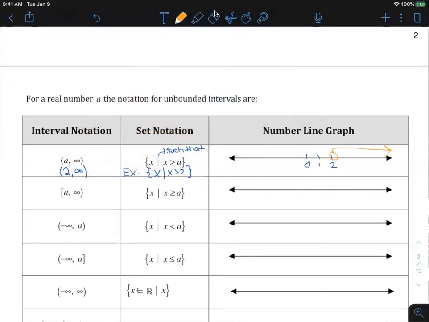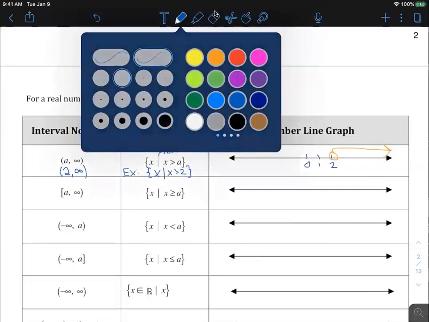And you can also tell by the parenthesis. Also notice by the infinity signs. Infinity signs will always be a parenthesis. Same with negative infinity. You will never have a bracket around an infinity sign, okay? Anytime you use infinity, it's a parenthesis, always. I cannot stress that enough.